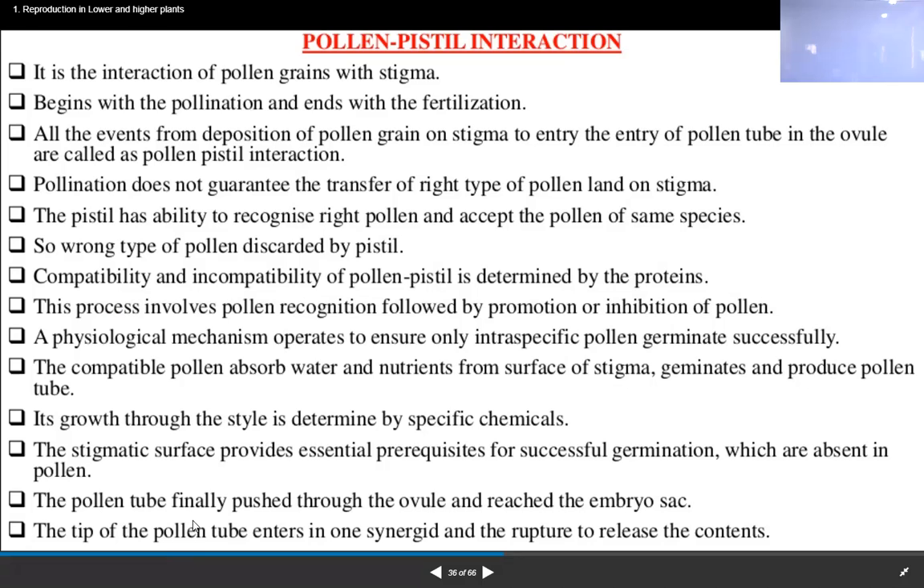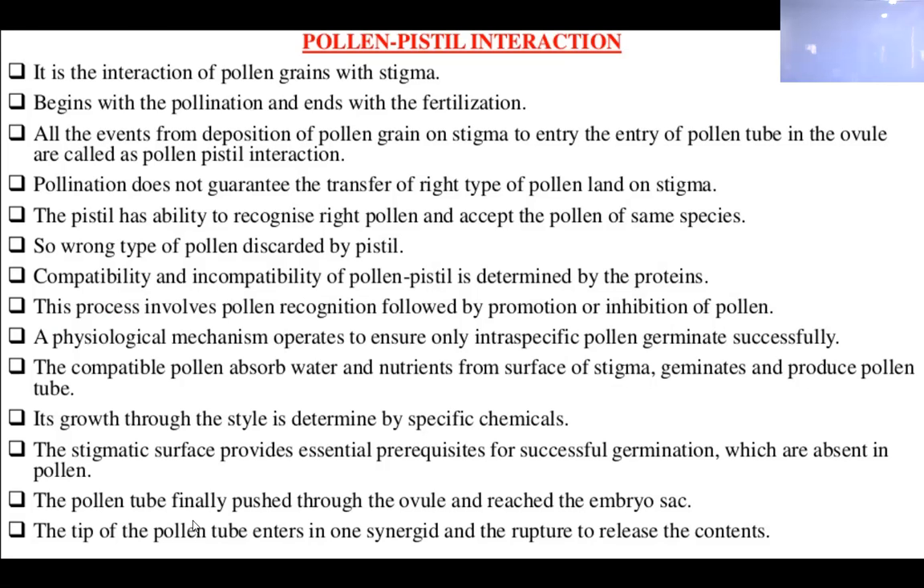See how it is. For each and every line, for each and every step, you will come to know how exactly it works. First of all, recognition happens. Then only pollens are accepted by stigma. So pistil has that kind of ability to recognize right pollen. Understood?